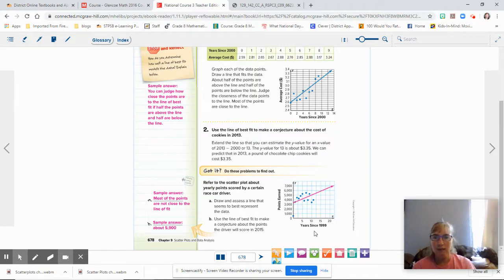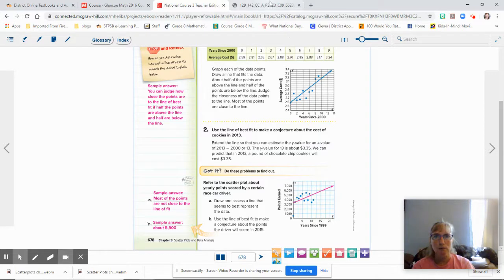Then you can guess what the driver will score in 2015 by looking at 15 and going up to the line, about just under 6,000, which is why our sample answer is 5,900. Since it's not quite on the 6,000 line, you need it to be just under there. You want it to be close when you estimate. And I know a lot of you in math want exact answers.